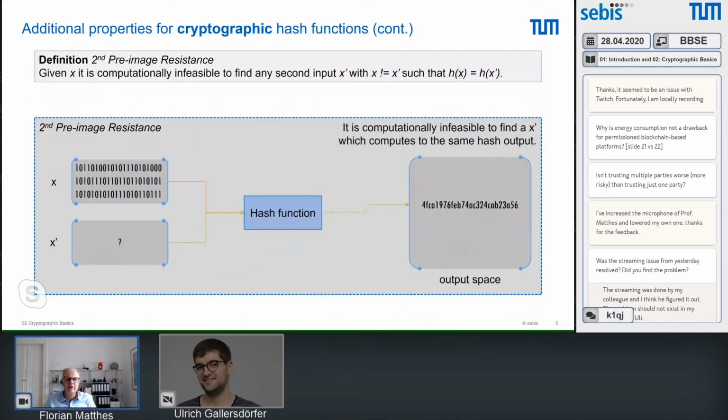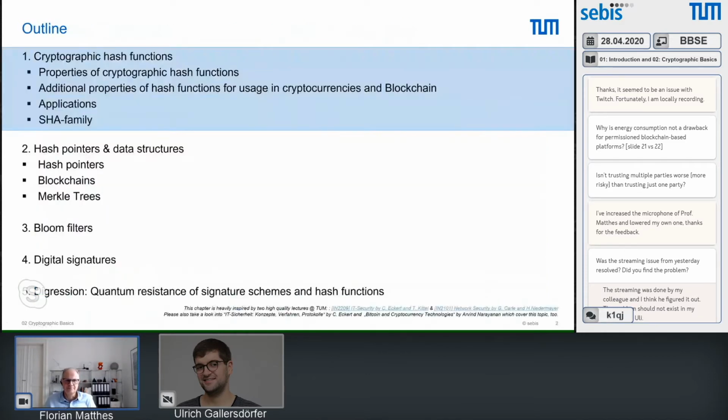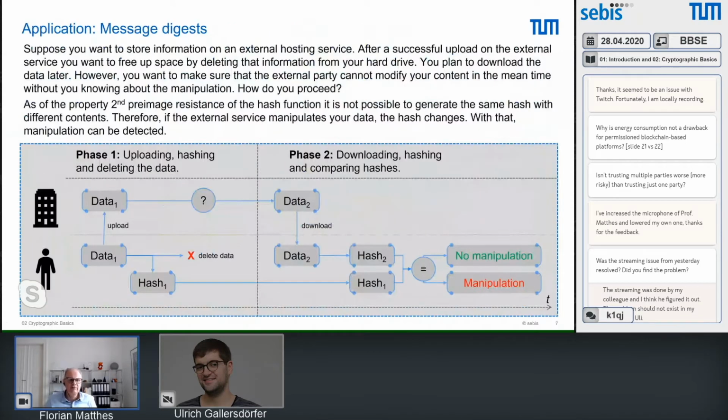If we have these hash functions, we call them cryptographic hash functions. What are the usages for this? For example, we have this story here. We want to store information on an external hosting service. You send data to, say, Amazon or a cloud provider. After a successful upload on the external service, you want to free up disk space by deleting that information from the hard drive, and you want to later download the data back. You want to make sure that if you load it back, nobody tampered with the data. So the easy way is you compute first the hash value of your data, upload the data to the cloud provider, and then you keep only the hash value. And you can safely delete the data.